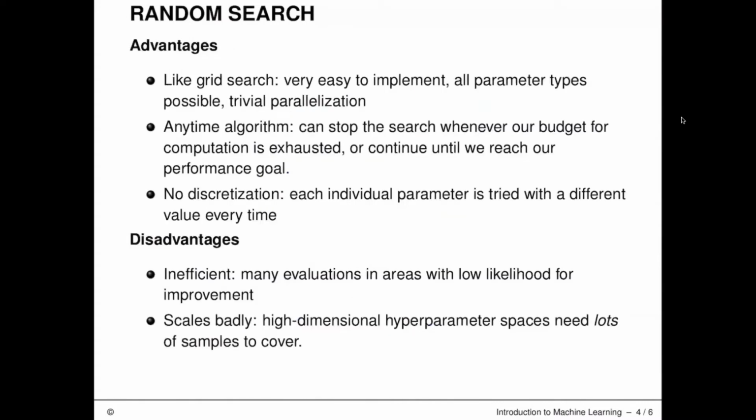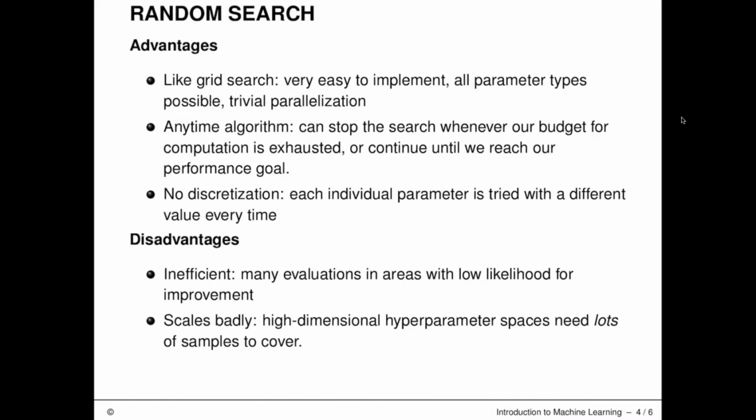The first advantage is, like grid search, it's easy to implement. We have all parameter types, and parallelization is trivial because once again, the evaluation of one hyperparameter combination does not depend on the evaluation of any other hyperparameter combination.